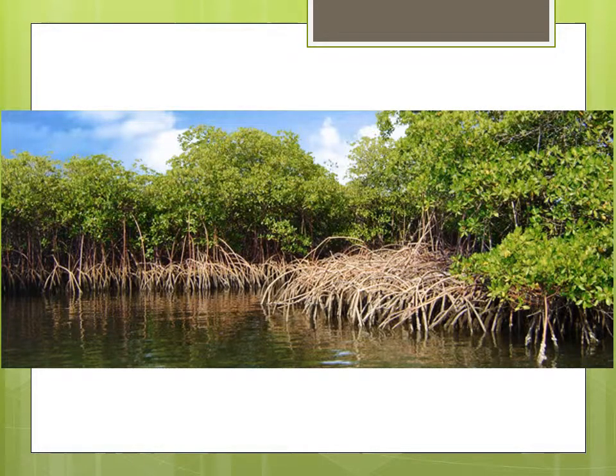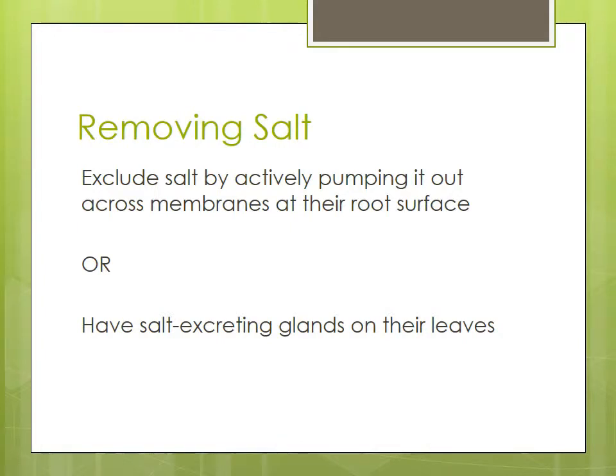So this is what some mangrove trees look like. In Australia, we mostly have these up in the tropics. If you've ever been up to northern Queensland, you might have seen them there. These are all mangrove trees, and that is part of their root system adaptation that you can see above the water. Their adaptation to removing salt is two things. They remove salt by actively pumping it out across the membrane at their root surface. So they push the salt out of their roots back into the water, and it's an active process, meaning it involves energy. The other option is that they excrete salt from their leaves. So they're either going to push it out of their roots or out of their leaves, and that's how they manage their salt intake.